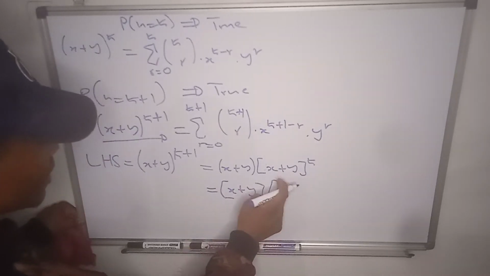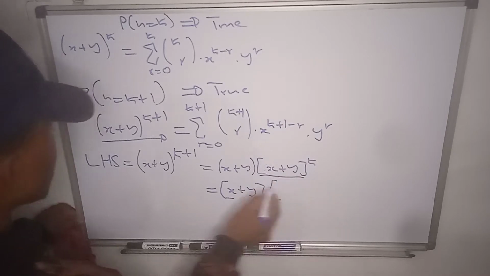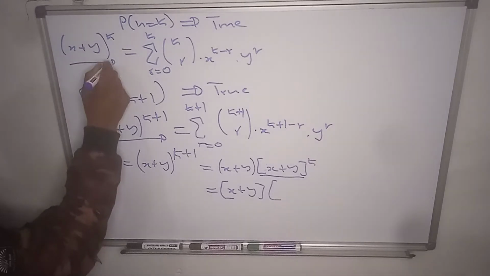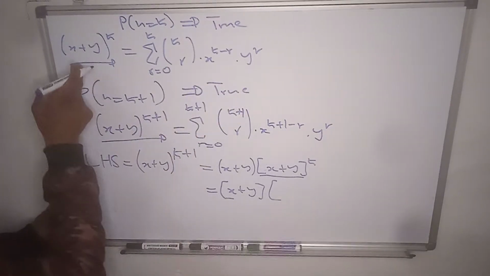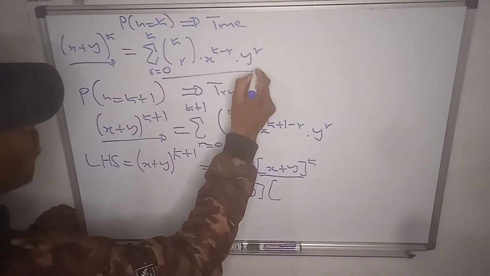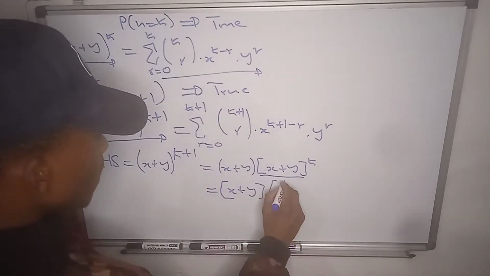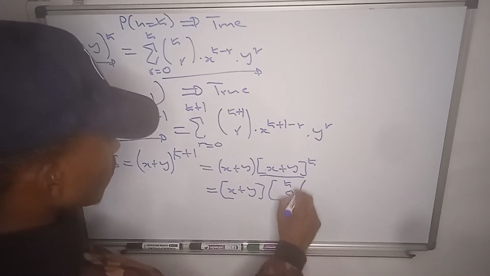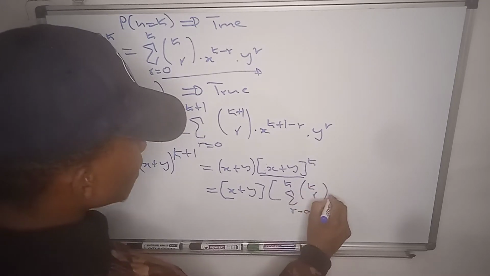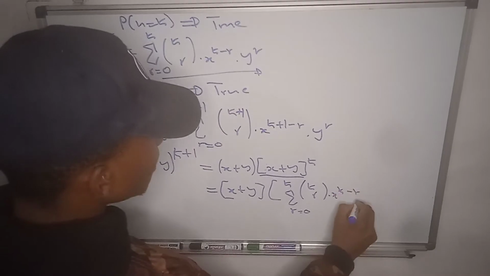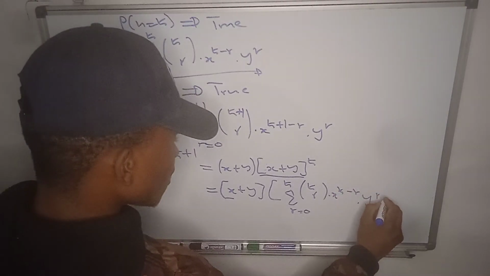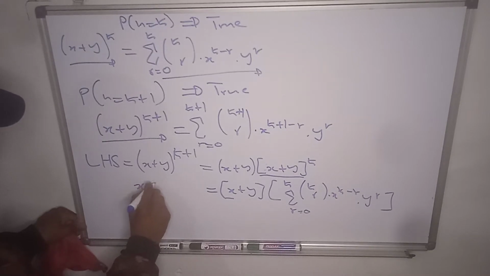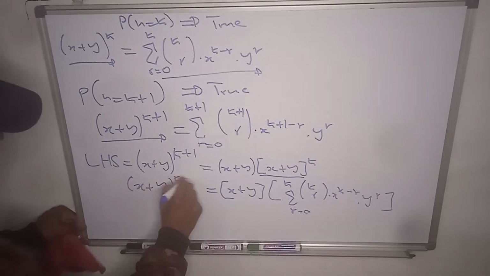But what is this part? This part here is the same as this part, and this part equals this thing. So wherever we see this, we are going to put this whole thing. So here it is going to be the summation of r equals 0 to k, k combination r times x^(k-r) times y^r. This is what we are going to put, but it's the same as (x + y)^(k+1).